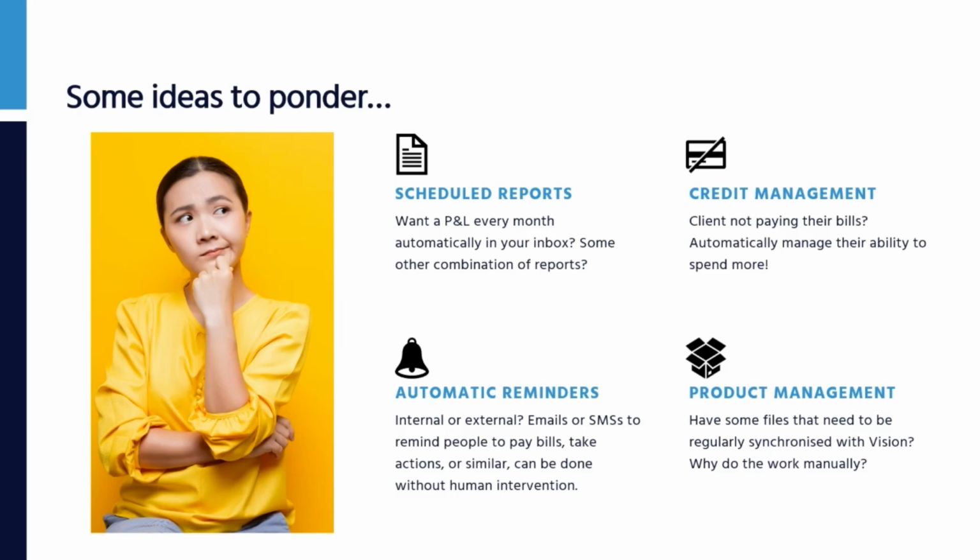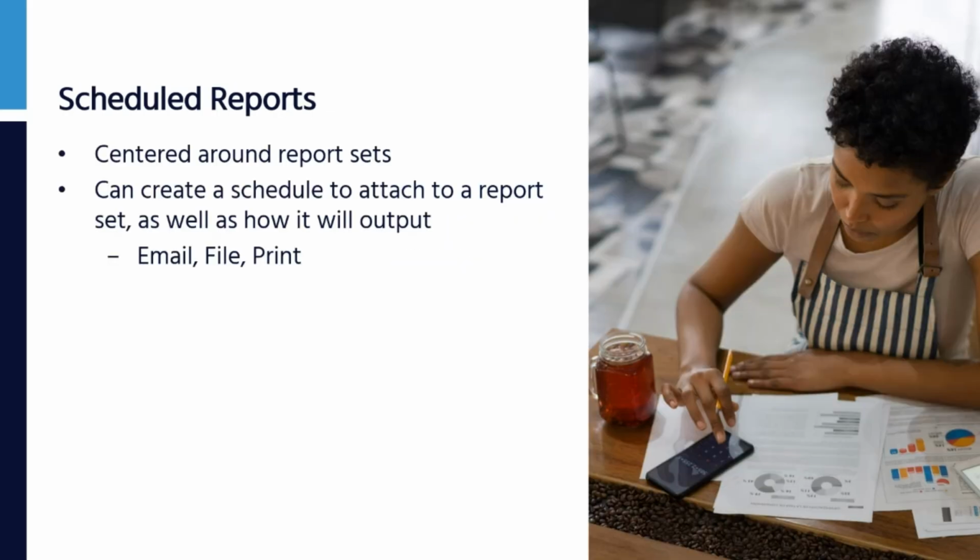So we'll start with the first one on that list, which is scheduled reports. A couple of years ago, I think it was 2023, but maybe wrong, we added a new feature to the report sets function in Vision called scheduled reports. It would let you set up a schedule against that report. That might be once a month on the first of the month, or every second Tuesday, whatever the schedule may be.